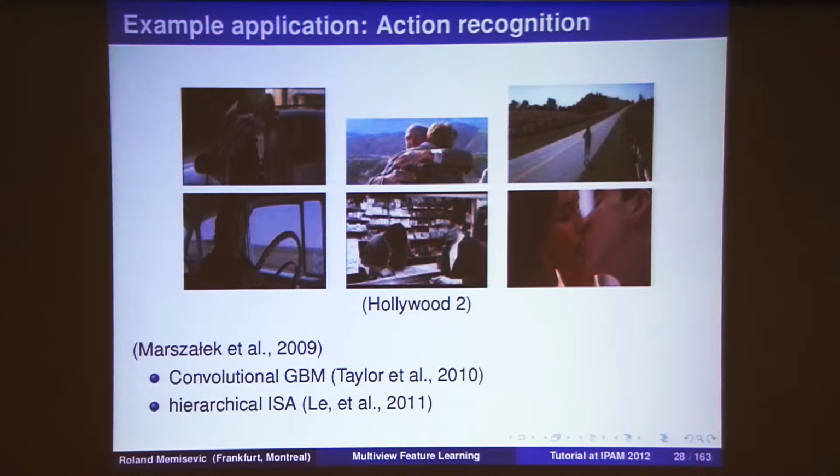So one example is Graham Taylor's convolutional gated Boltzmann machine model that I'm sure he has been talking about in his presentation. Another example is a hierarchical ISA model that Quoc Le, Andrew Ng, and others did at Stanford, and that uses squaring nonlinearities, which can also be thought of as a way to implement this gating behavior, which I'm going to show later.